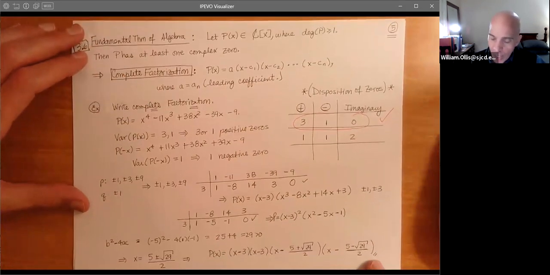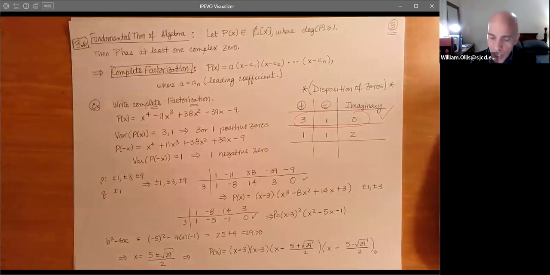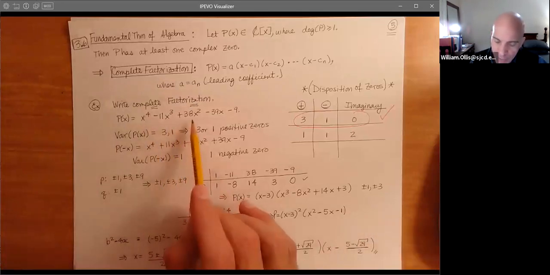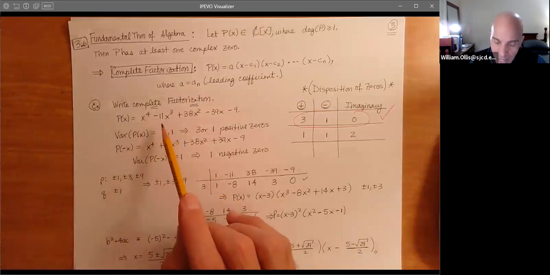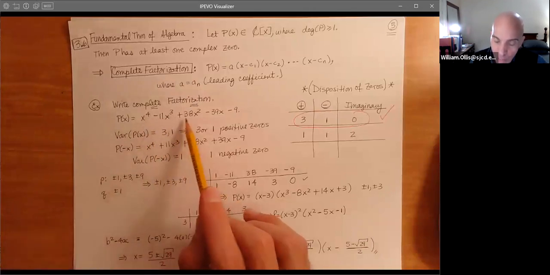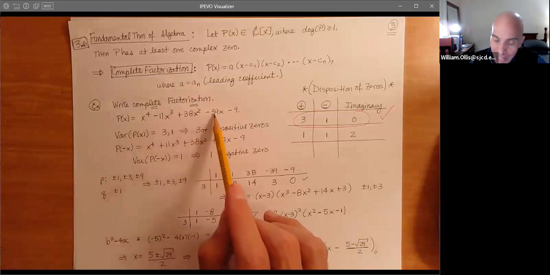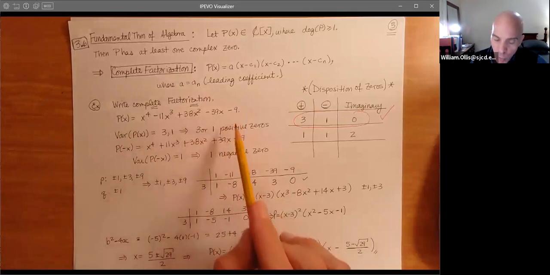Okay, now what I wanted to do here is just do a complete factorization utilizing what we know. So we don't have any new tools yet. We're going to talk about those in the next slide here, but I want to just go ahead and say, okay, what if we had this polynomial? We have P of X is X to the 4th minus 11X cubed plus 38X squared minus 39X minus 1.